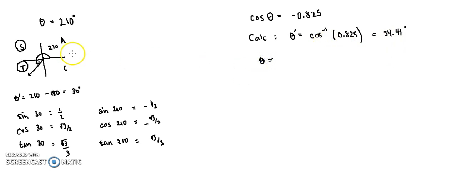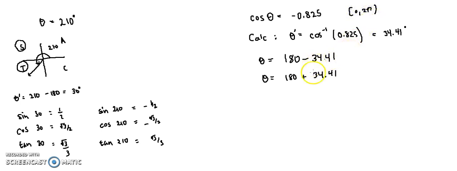So the first one, in the second quadrant, I'm going to have to take 180 minus 34.41. And in the third quadrant, I'm going to have to do 180 plus 34.41. Okay, and that'll give me all my solutions on 0 to 2 pi, which is usually what they're asking for here. So when we do 180 minus, we get 145.59. And when we do 180 plus, that should be 214.41.